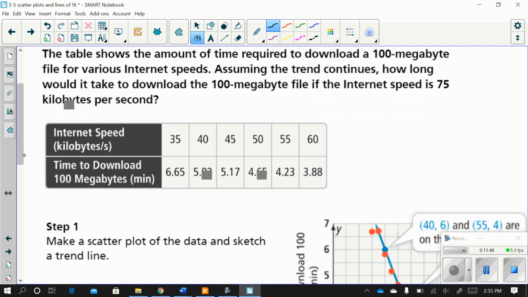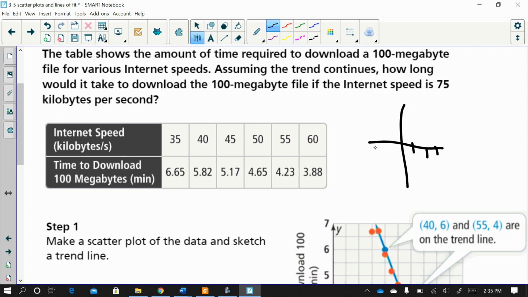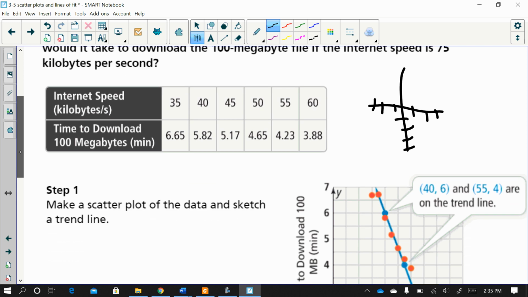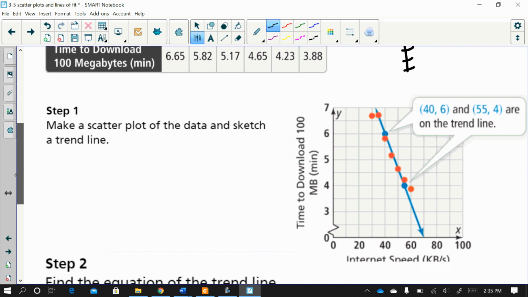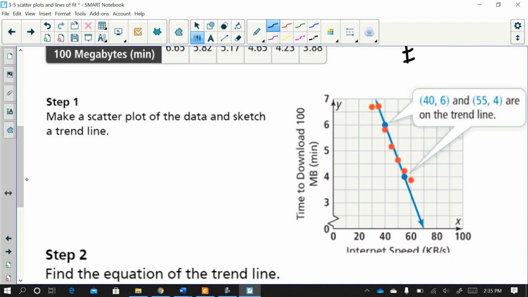Well, first step, we need to make a scatter plot. Remember, for a scatter plot, you would do your XY axis, and then you just plot the points. They were kind enough to do that for us. The red dots are each of these points right here. They were nice enough to sketch a trend line for us as well. Notice their trend line barely hits any of those dots, and that's okay. We don't care about the red dots, we care about the blue line.